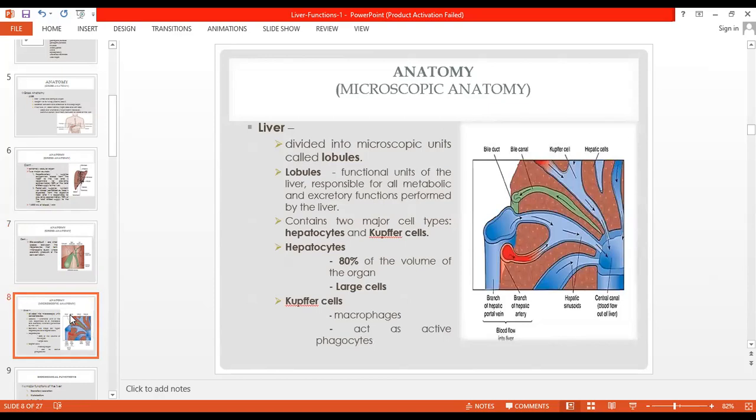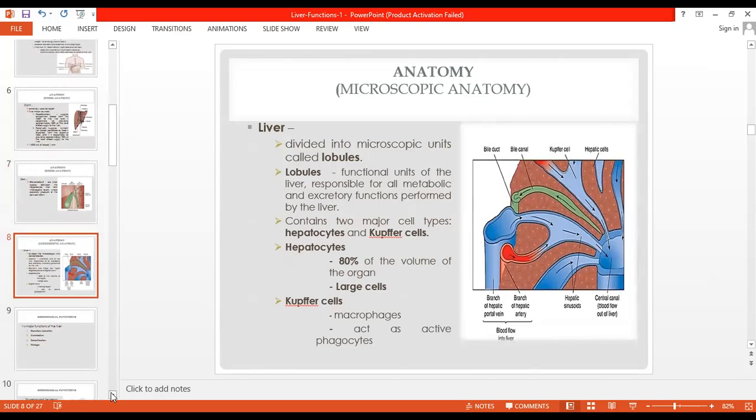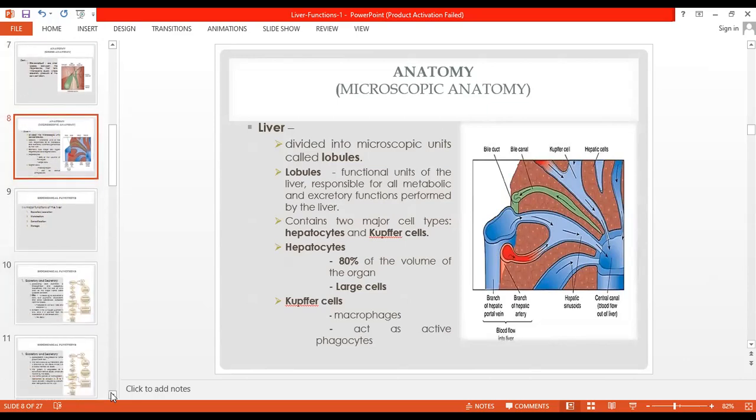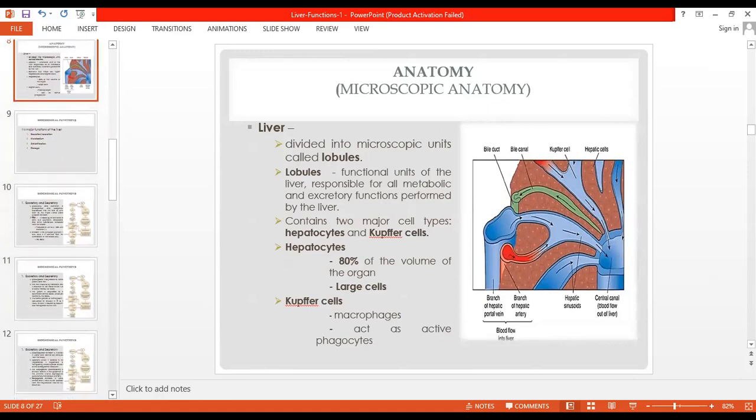This is the microscopic anatomy. The liver is divided into microscopic units called lobules. The lobules are the functional units of the liver, responsible for all metabolic and excretory functions performed by the liver. Each lobule is roughly a six-sided structure with a centrally located vein called the central vein, with portal triads at each of the corners.